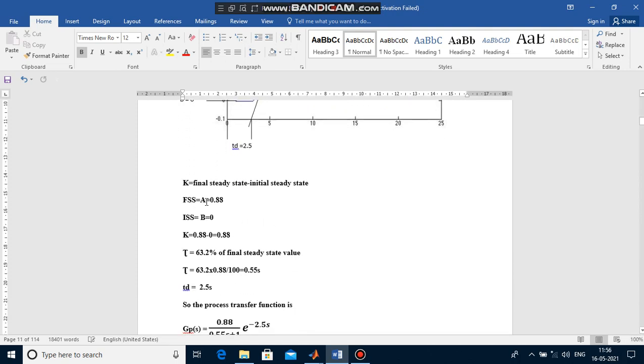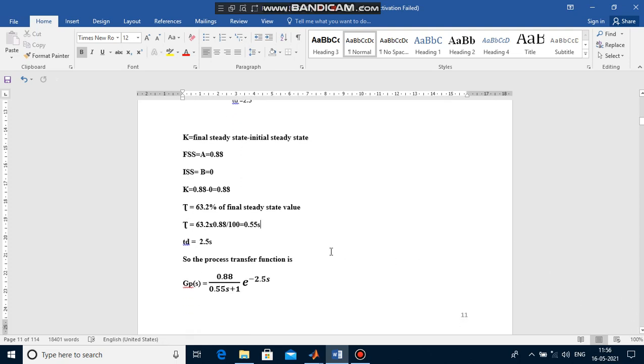The final steady state value we are getting is 0.88 and the initial steady state value we are getting is 0. So K equals final steady state value minus initial steady state value, which is equal to 0.88. Then the tau value means 63.2% of final steady state value. So finally we are getting the tau value as 0.55 seconds. Td value we are getting as 2.5 seconds. Td is nothing but the time delay value.